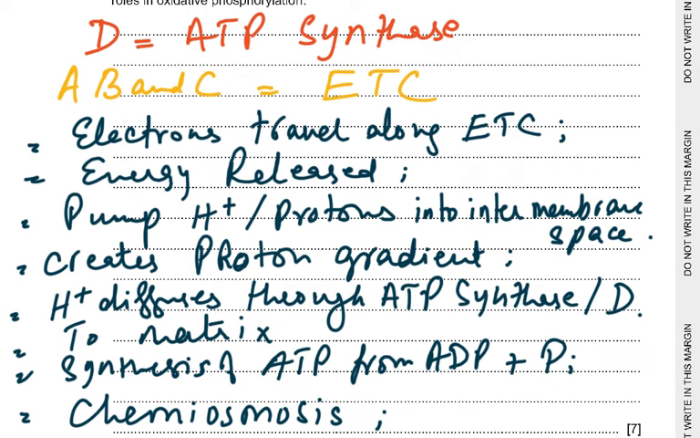So a lot of points available for you. D is ATP synthase, A, B, C is ETC. Electrons travel along the ETC, energy released, pump hydrogen ions or protons into the intermembrane space, creates a proton gradient. H positive diffuses through ATP synthase to the matrix, synthesis of ATP from ADP and inorganic phosphate. This Pi is inorganic phosphate, and this process is called chemiosmosis. So 10 points. These two, of course, were essential. Any 5 out of these 8.